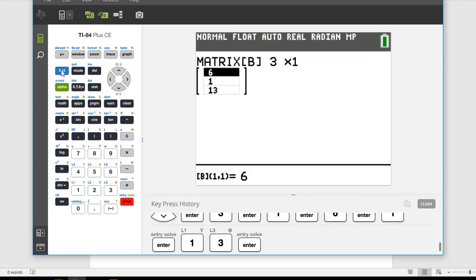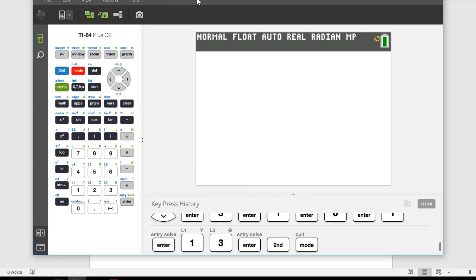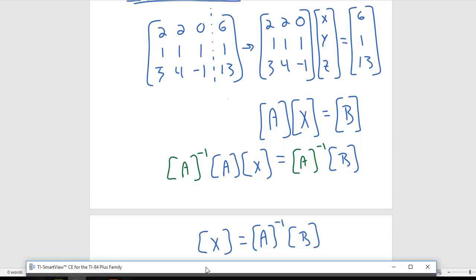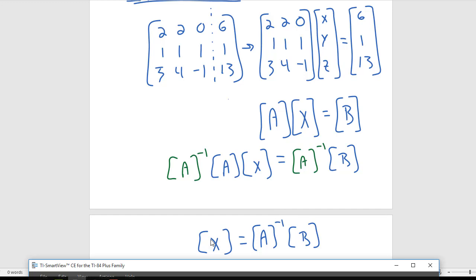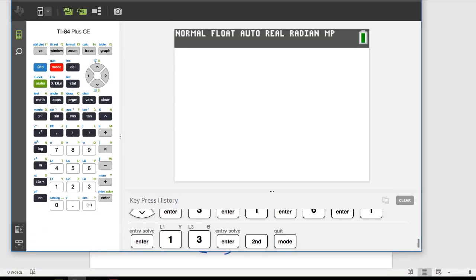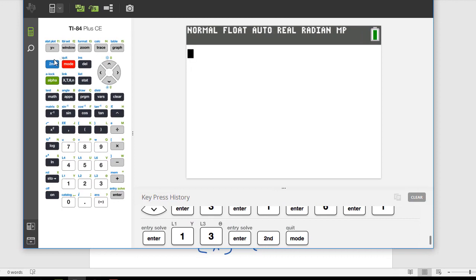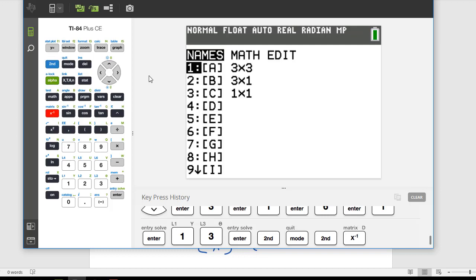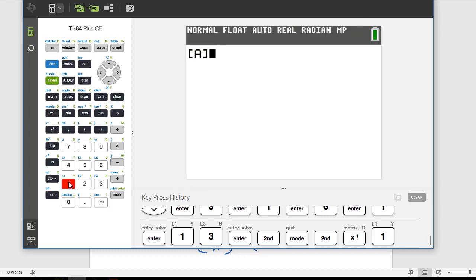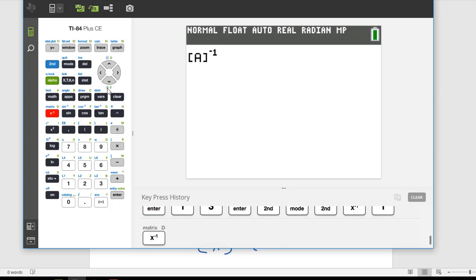So now let's go back to the home screen, second mode, and I'm going to type out the equation that we have here. So down here on the bottom, our solution is going to be the inverse of the coefficient times the constant matrix. So I'm going to call out the coefficient matrix. Let me do second and go to the matrix key, and I want my coefficient matrix A. And then I want the inverse of that. So right here is my inverse key. So I'm going to take the inverse of that. Then I'm going to multiply to the constant matrix B.